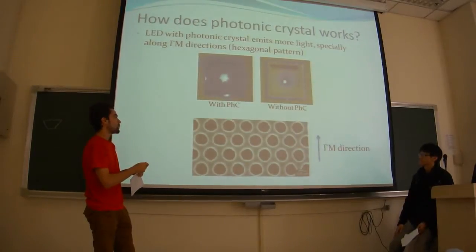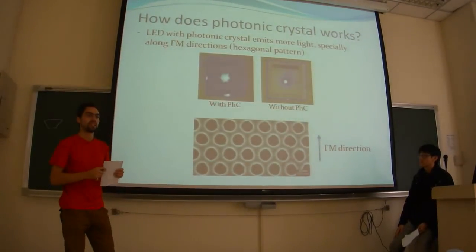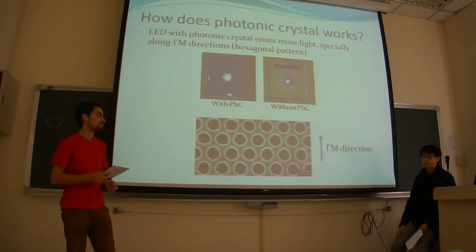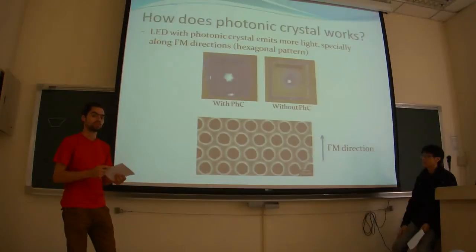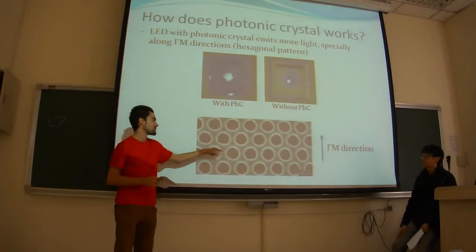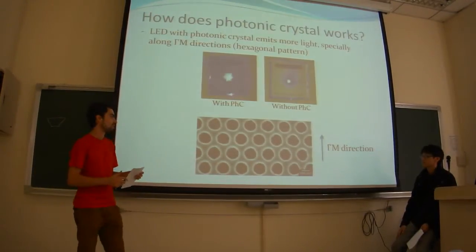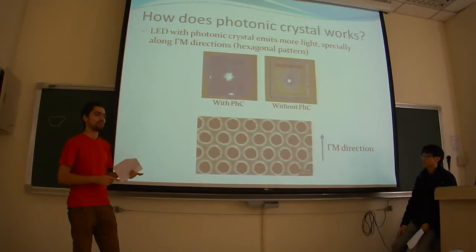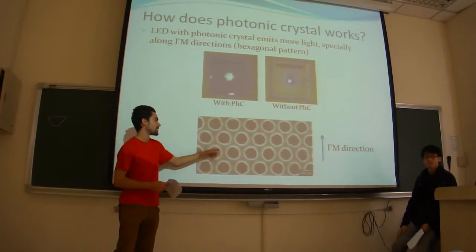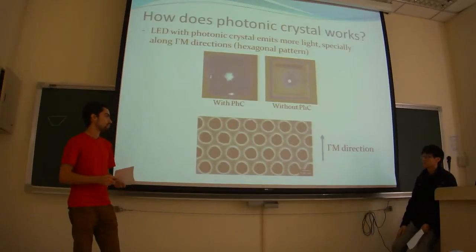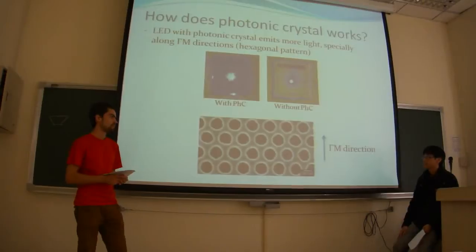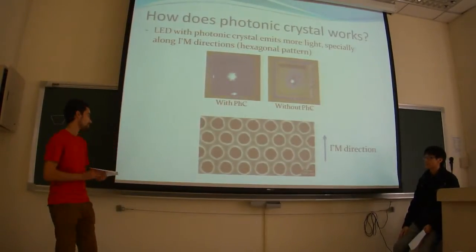So the way the light comes out of the LED with photonic crystal depends a lot on the parameters of the photonic crystals. These parameters are, first of all, the symmetry. In this one we have a triangular symmetry, and then we have the lattice constant, which is the distance between two holes. In this article they use a lattice constant of around 200 nanometers. And then we have the depth of the hole.